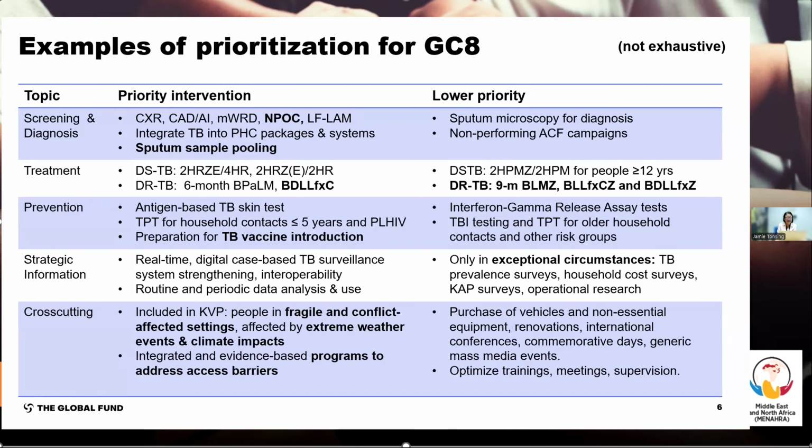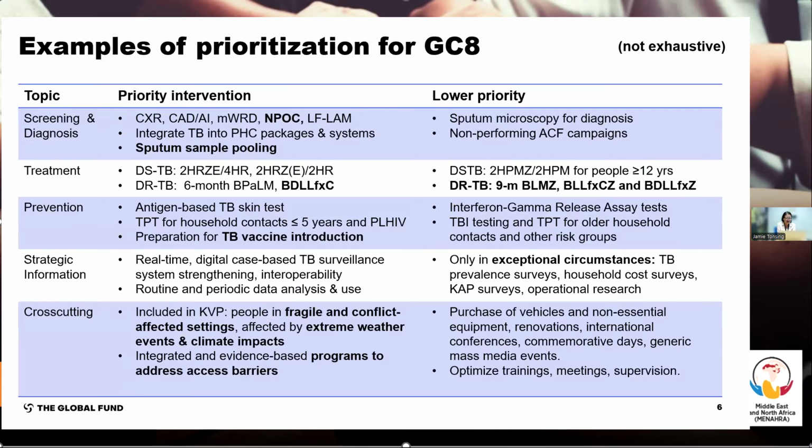And then on cross-cutting, I want to point out that in GC8, there are two groups of people that we have included under key vulnerable population group: people in fragile and conflict-affected settings, and people affected by extreme weather events and climate. So that's one group.